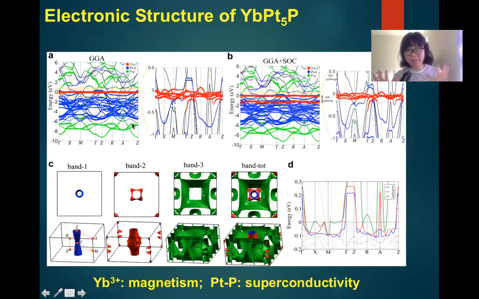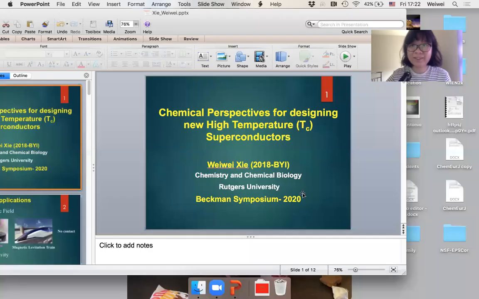So now the picture is clear. Yb, the rare earth, is in charge of magnetism, and the superconductivity comes from the Pt phosphorus. As we increase the Yb ratio to a very high ratio, the magnetism becomes very strong and kills the superconductivity. So this is our story about YbPt5 phosphorus.